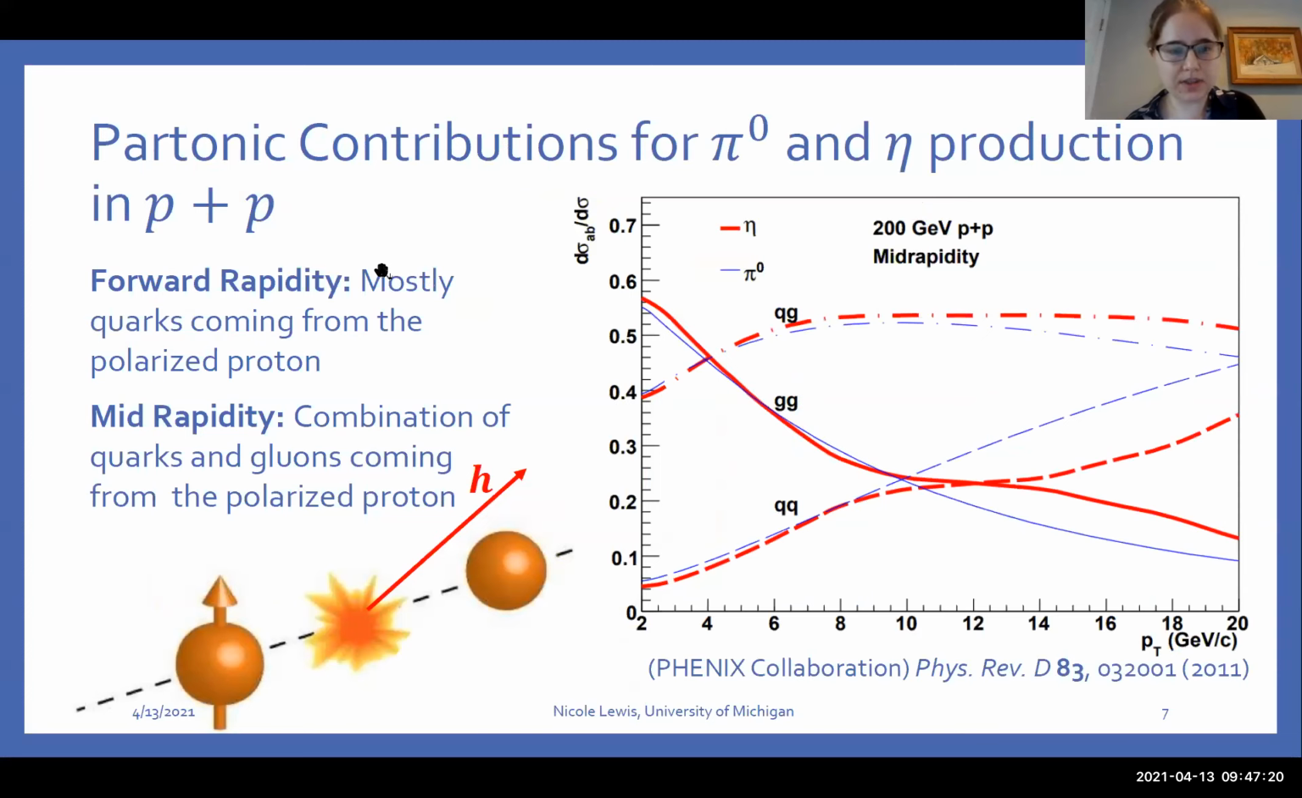So in the previous talk, we heard about forward pi0 measurements. And so that's forward relative to the polarized proton. And so that is mostly sampling that polarized proton at higher x. And so that production mechanism is dominated by valence quarks in the polarized proton. At midrapidity, the production mechanism is a little bit more complicated, but you can see that it is highly sensitive to the gluons in that polarized proton for a very wide range of pT.